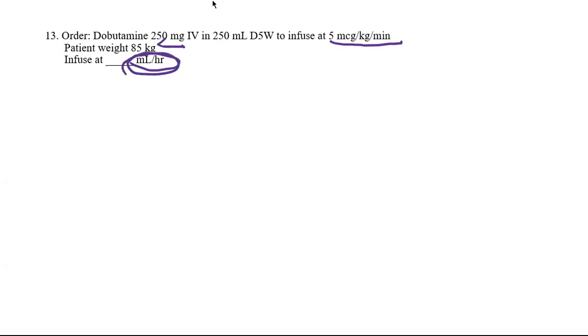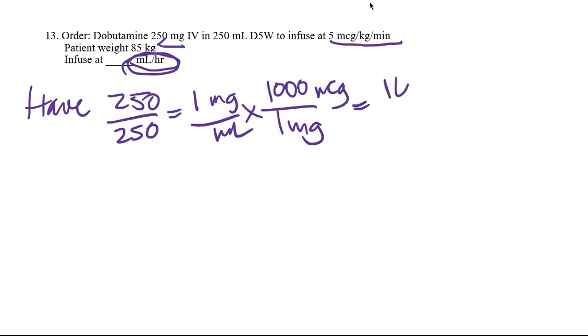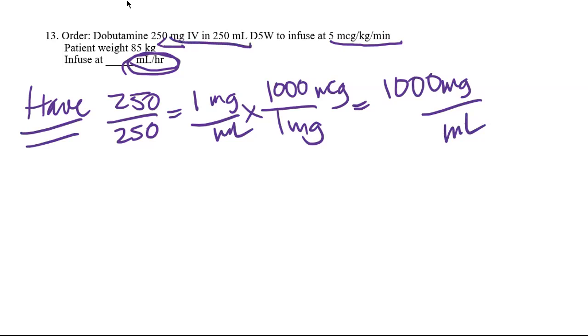We have old pumps, pumps that can't think like the new ones can. So what do we have here? We have 250 and 250, which is going to be 1 milligram per ml. Because we want micrograms, we're going to say times 1 milligram underneath 1,000 micrograms. That's going to equal 1,000 micrograms per ml. That's what's in your IV bag right here.